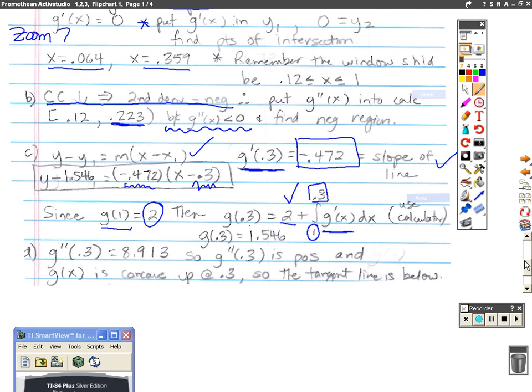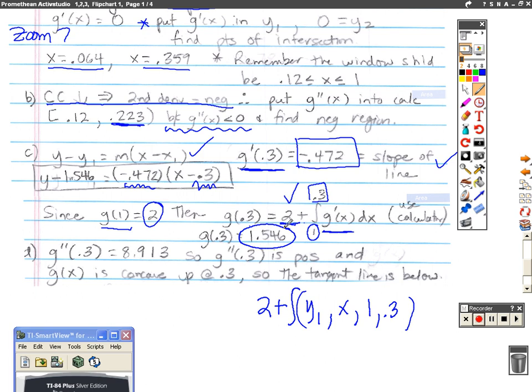So on my calculator, I would literally type 2 plus, and then I would go math number 9, so it would bring in my integral, or it would say fnInt, and I would type in y1, which is where g prime of x is, in terms of x, from 1 to 0.3, enter, and then it would tell me that the y value, or the value that I'm looking for, is 1.546. Now you may want to watch this part of the video again and really take your time to think about what I just talked about.